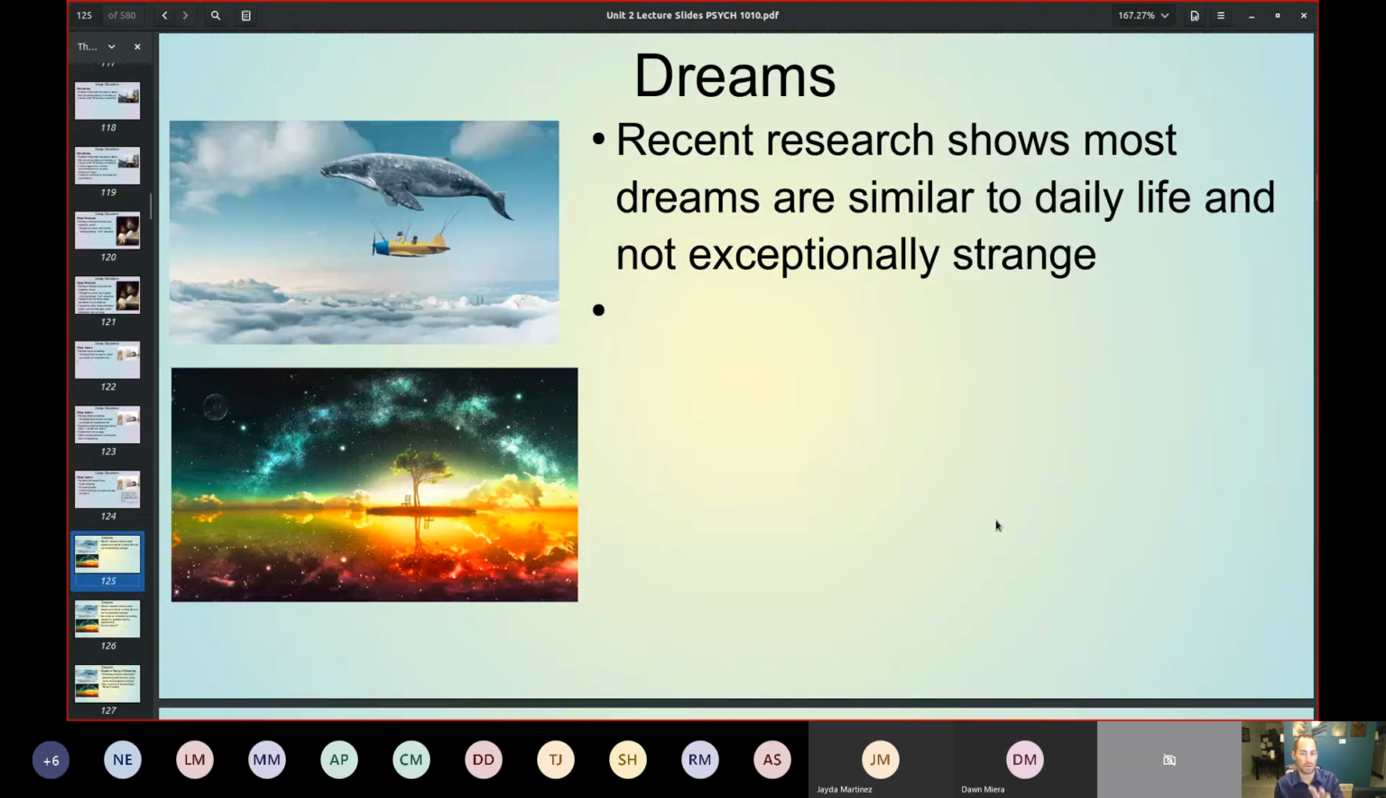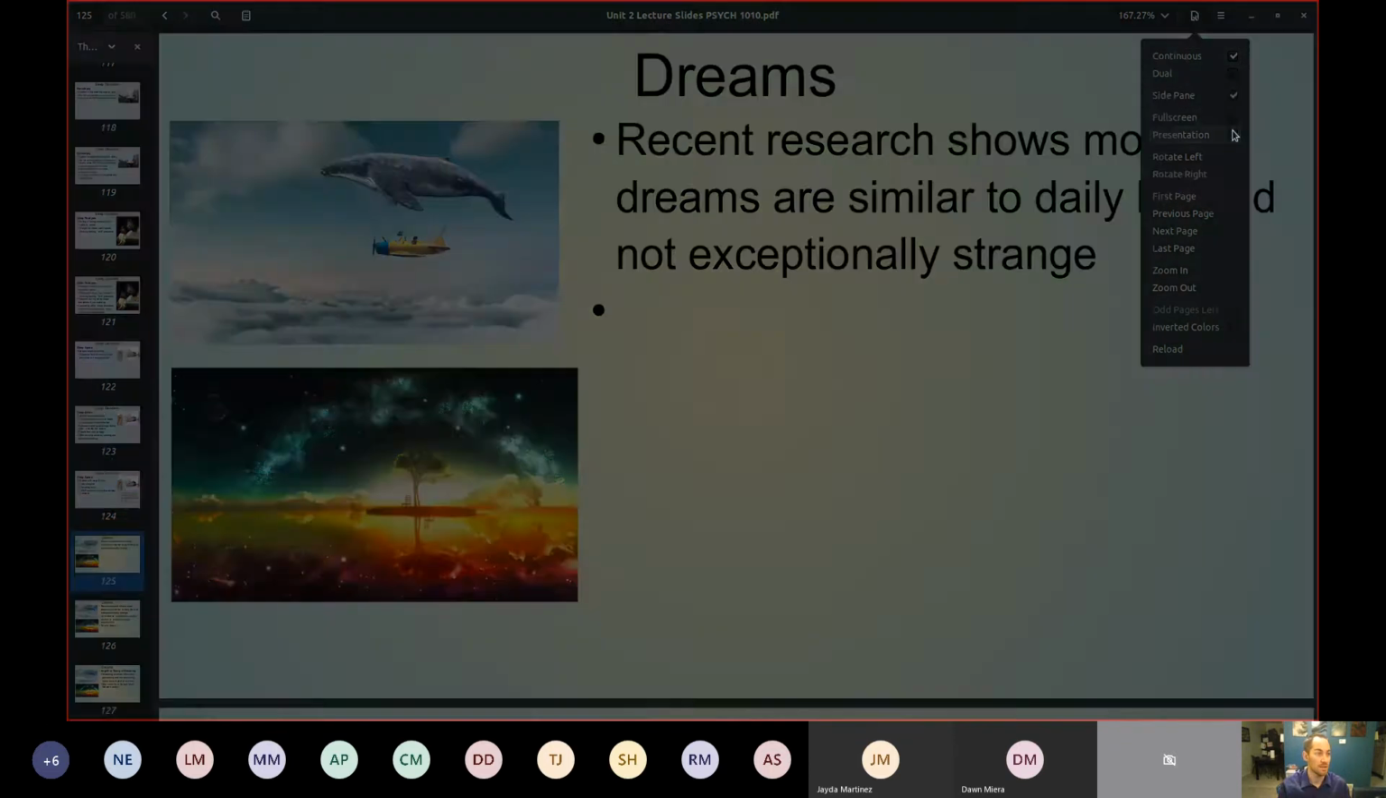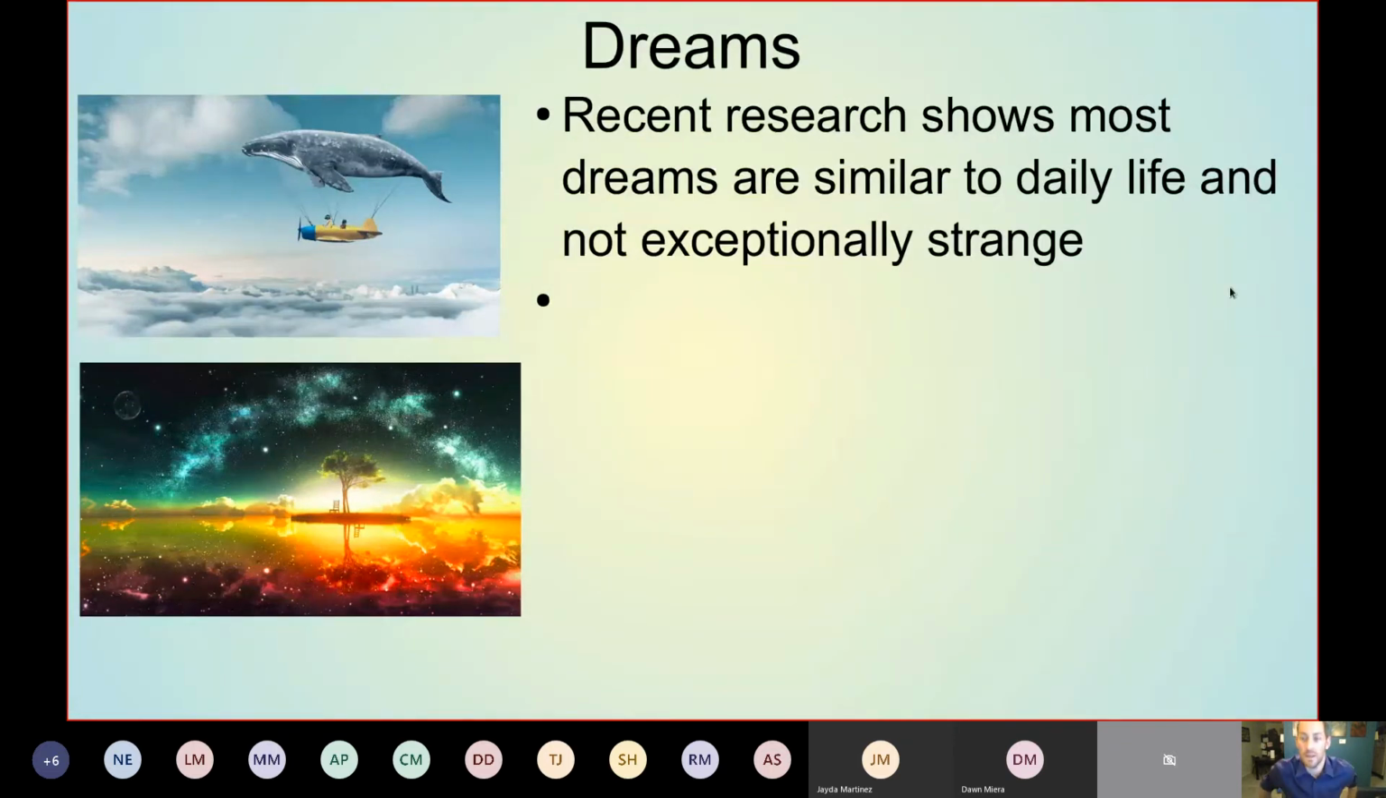So some of the comments here in the slides might not be super relevant, but it is something that students are often interested in, our dreams and why we dream and what they are for, essentially. So let's talk about it. So with dreams, a lot of recent research shows that dreams are most often very similar to day-to-day life, and most dreams are not exceptionally strange. What that means is most dreams are not going to be like this top picture here of us flying an airplane or a blimp with the whale being the blimp.